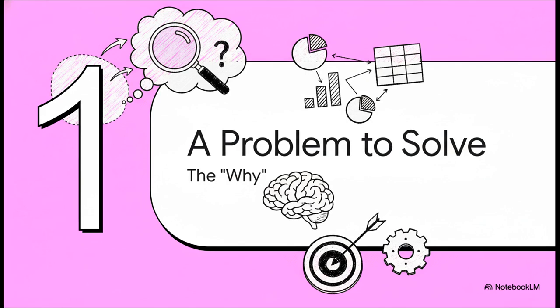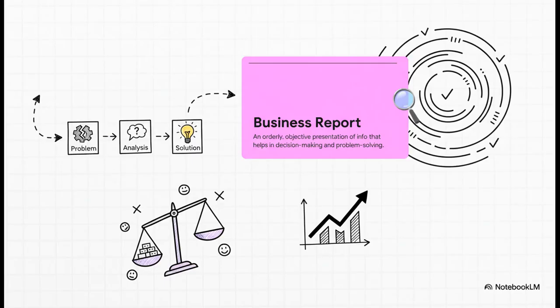Before you can even think about writing a great report, you have to be crystal clear on what it is and exactly what it's supposed to do. Okay, what's really interesting in this definition are two key words, orderly and objective. Orderly just means it follows a logical path, right? From the problem to the analysis to the solution. And objective, this is huge, means it's built on facts, not feelings. It's all about steering clear of bias to make sure the conclusion you reach is a sound one.